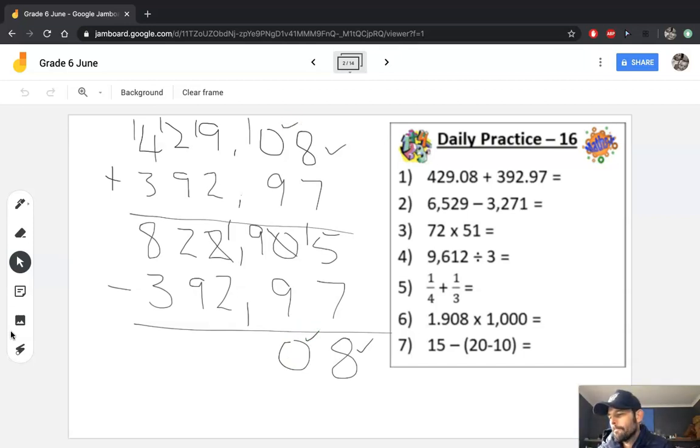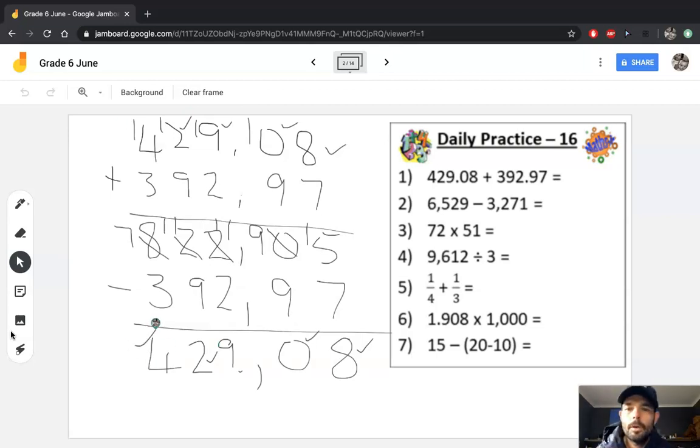We need to borrow again. So 11 minus 2 is 9. So we have a 9, and a 9. Don't forget the decimal. And then we need to borrow from the 8. And that becomes 11 minus 9 is 2. And we have a 2 and a 2. So that's all good. And then 7 minus 3 is 4.